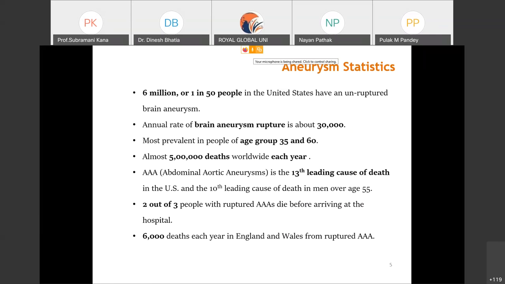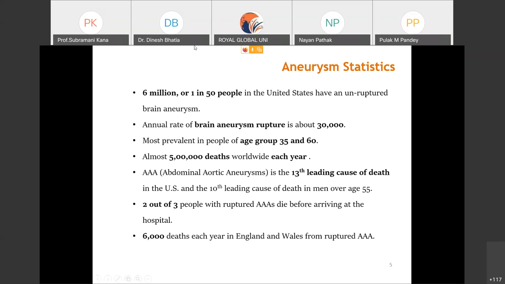That's the data we have taken from the US. One in 50 people in the US has an unruptured brain aneurysm. It means we don't know the rate at which it grows, or whether the blood vessel at that aneurysm part is going to reach its fracture or rupture point. It is something like silicon rubber: it will elongate a lot depending on the strain, but at one point of time, it will rupture.